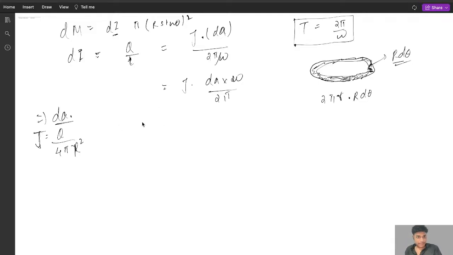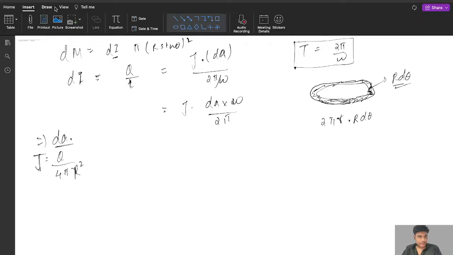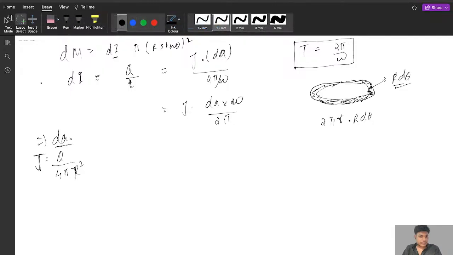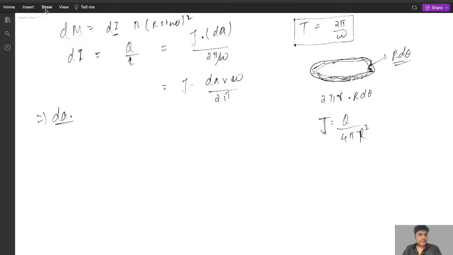So from here, let me move this thing from here. Okay, here we have our j, and the value of the area has come. Now put this whole thing into the di.